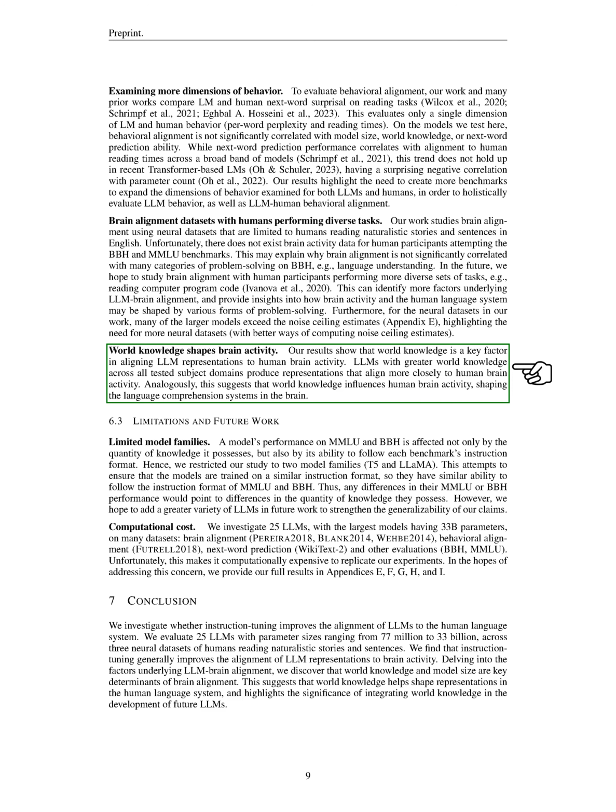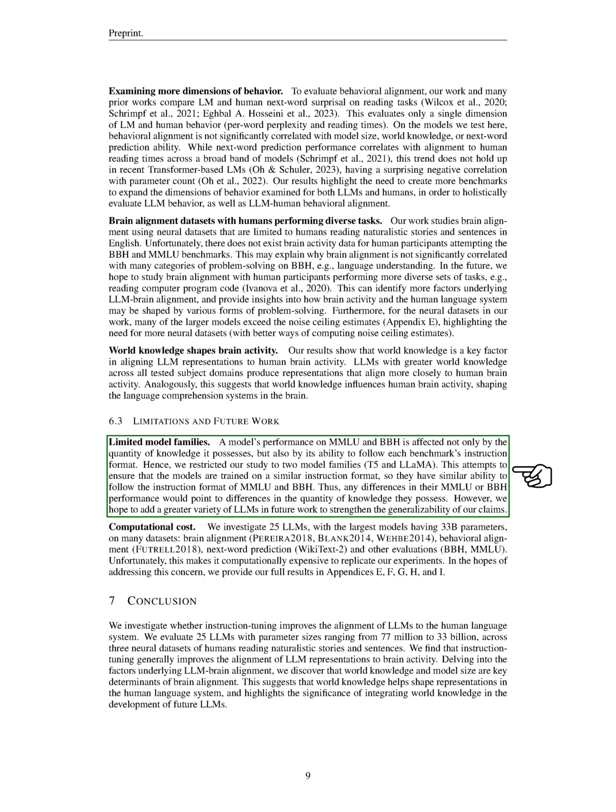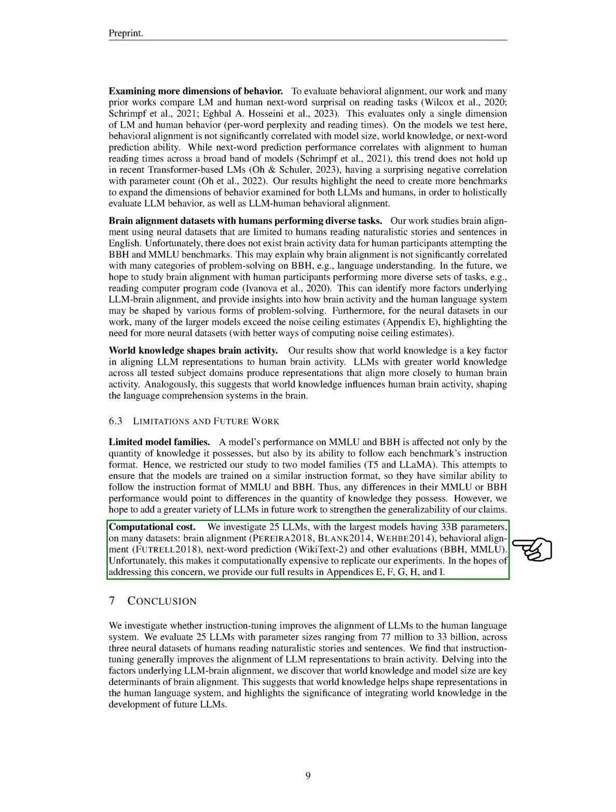However, our study has some limitations. We've restricted our study to two model families, T5 and Llama, to ensure that the models are trained on a similar instruction format. This means that any differences in their MMLU or BBH performance would point to differences in the quantity of knowledge they possess. But we hope to include a greater variety of LLMs in future work to strengthen the generalizability of our claims. Finally, our study is computationally expensive due to the large number of LLMs we investigate and the many datasets we use. To address this concern, we've provided our full results in the appendices.